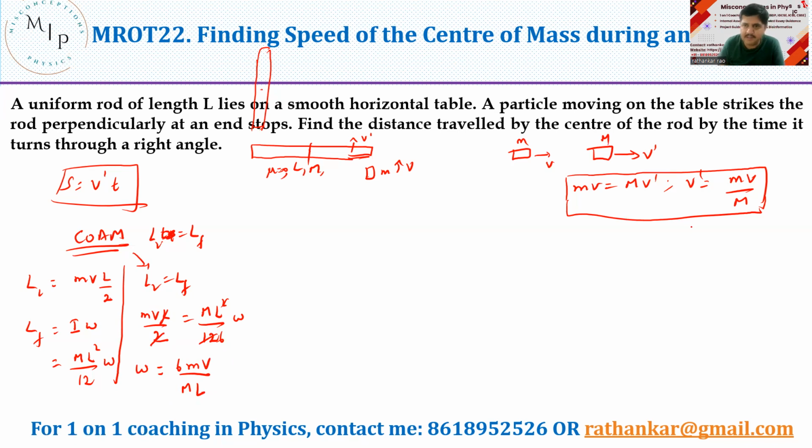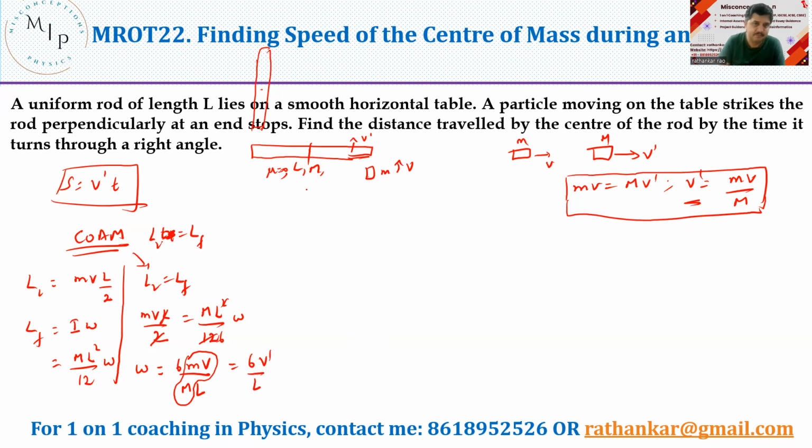Now if you notice this equation, mv divided by capital M is nothing but V dash. I want to transform this because V is the velocity of the particle, but I don't need that velocity. I need this small V dash over here. So I convert this as mv divided by capital M, which is already known to me as V dash. I substitute that value: 6V dash divided by L.